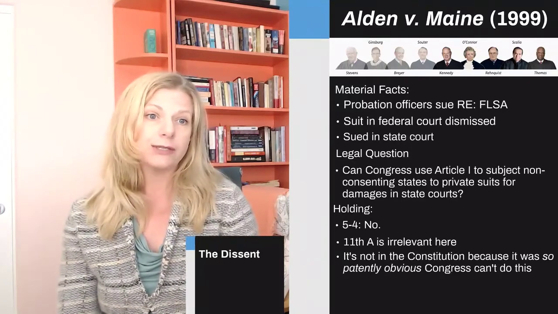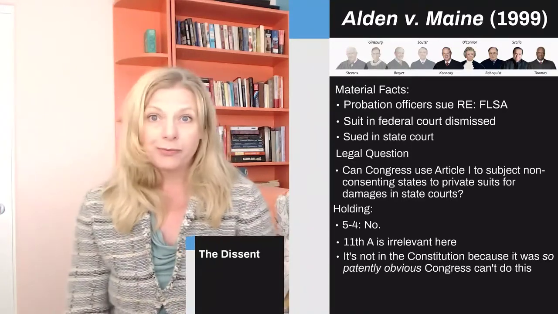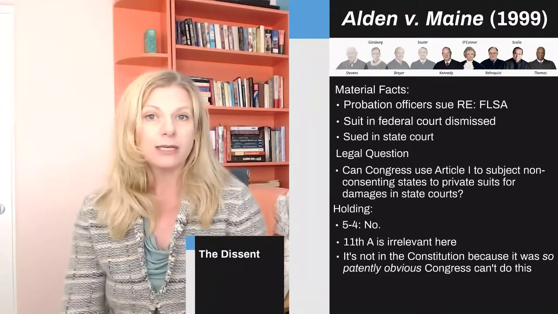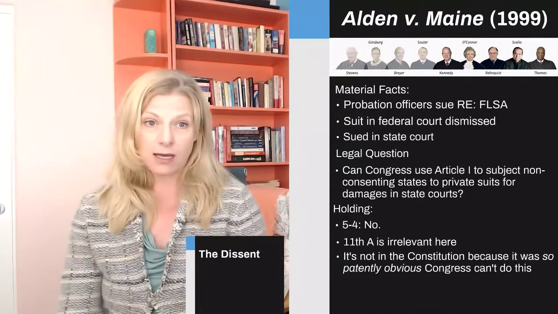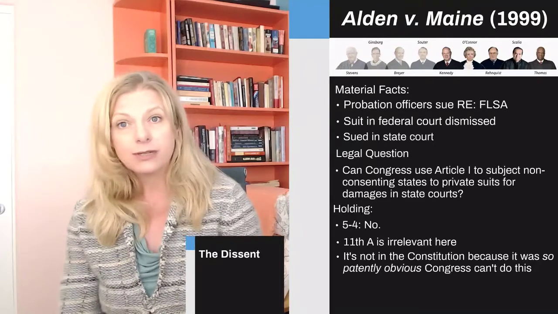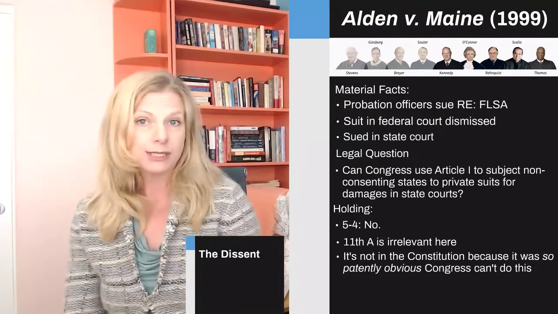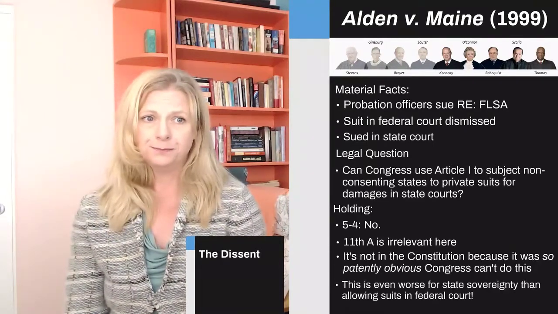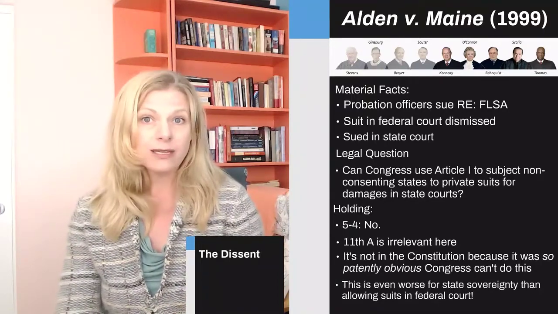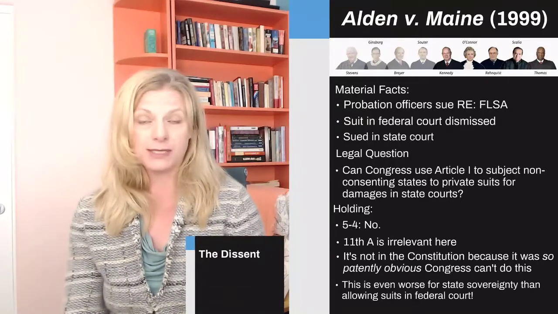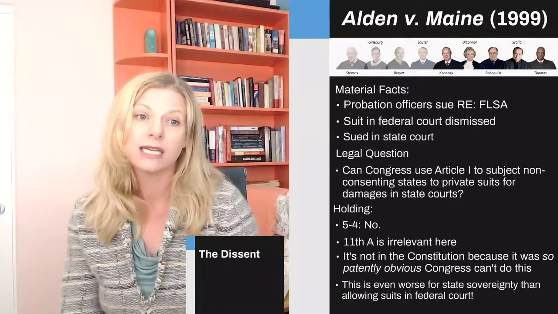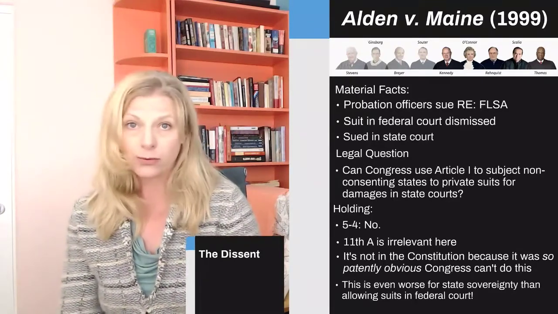But Kennedy argues that it is true that it is not in the Constitution whether or not the states retain this sovereign immunity. He argues that it's because it was absolutely obvious at the time that Congress can't do this, so nobody really thought to even put this in the Constitution. And he also argues that allowing Congress to force states to be subject to lawsuits in their own state courts would be even worse for state sovereignty than allowing them to be sued in federal courts.